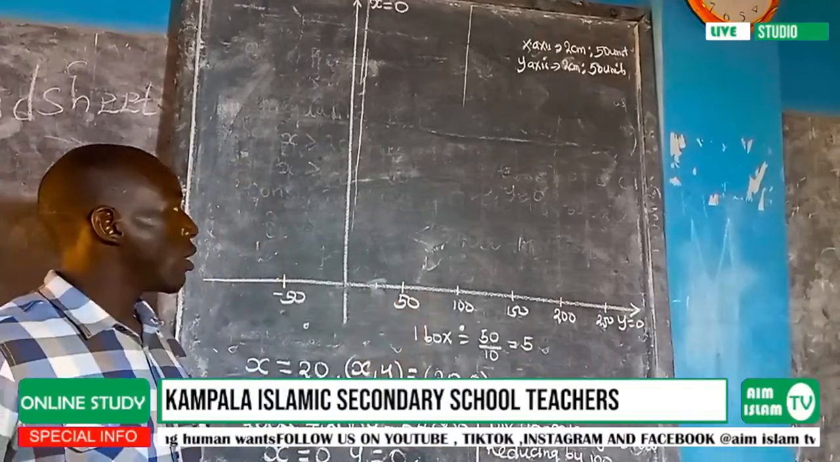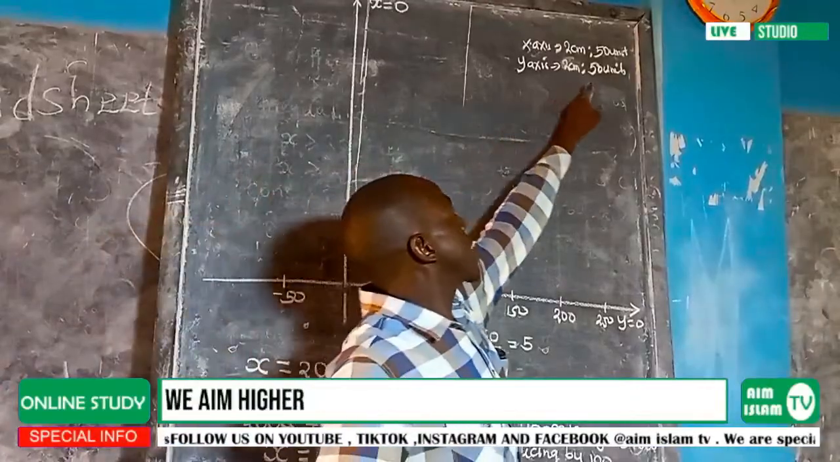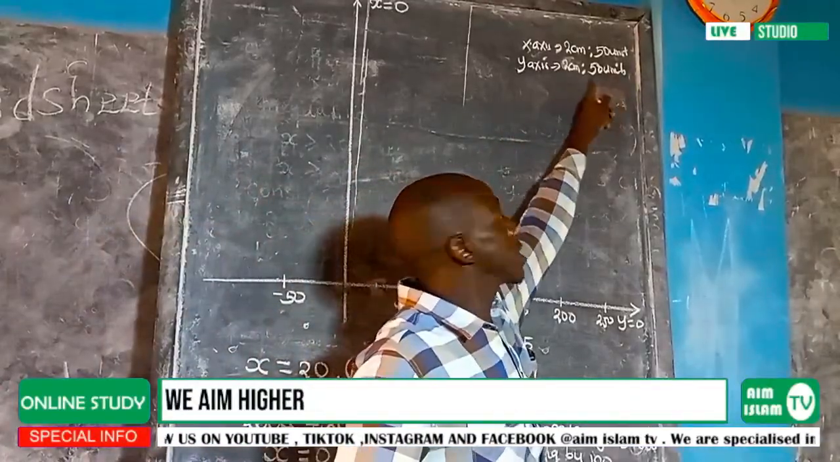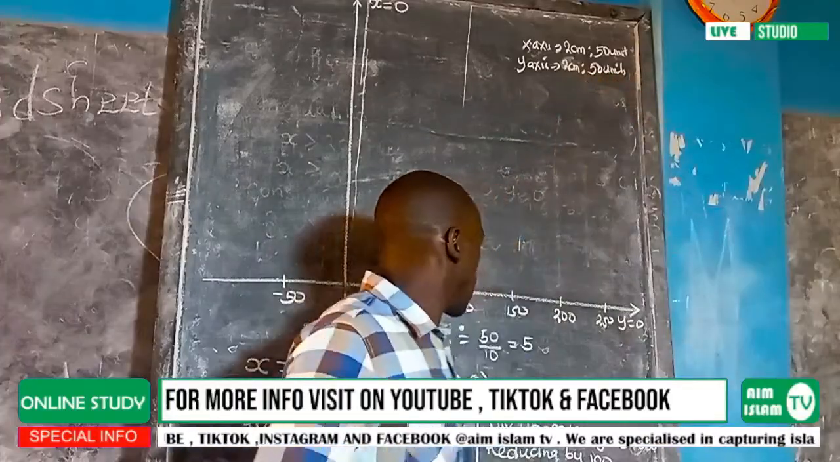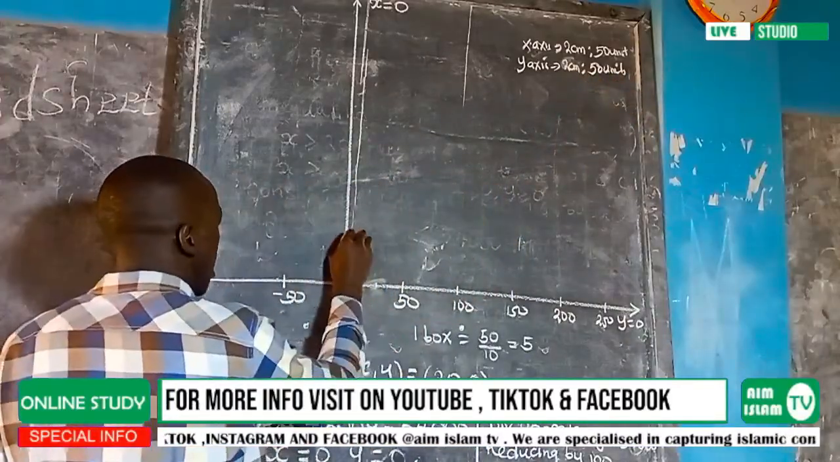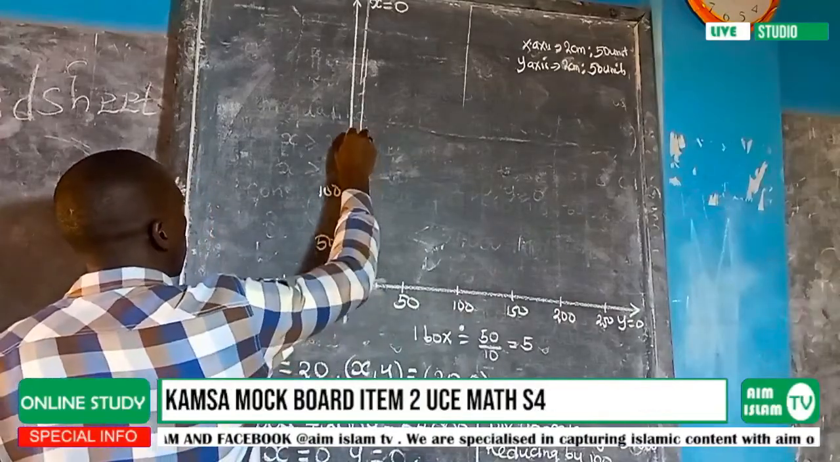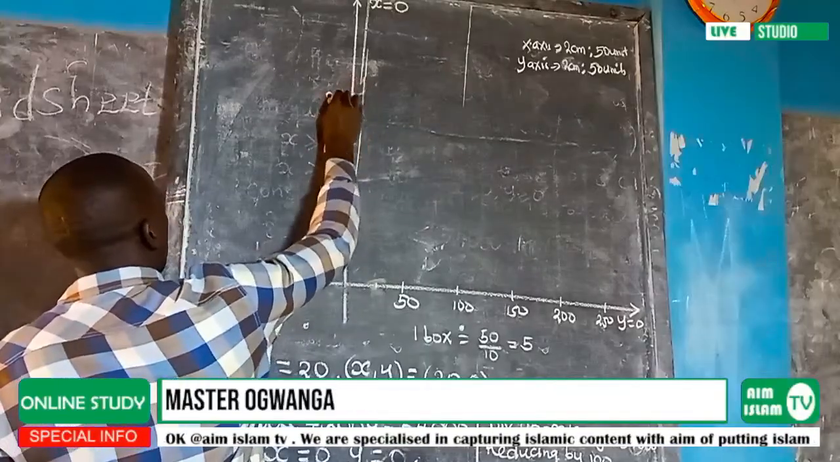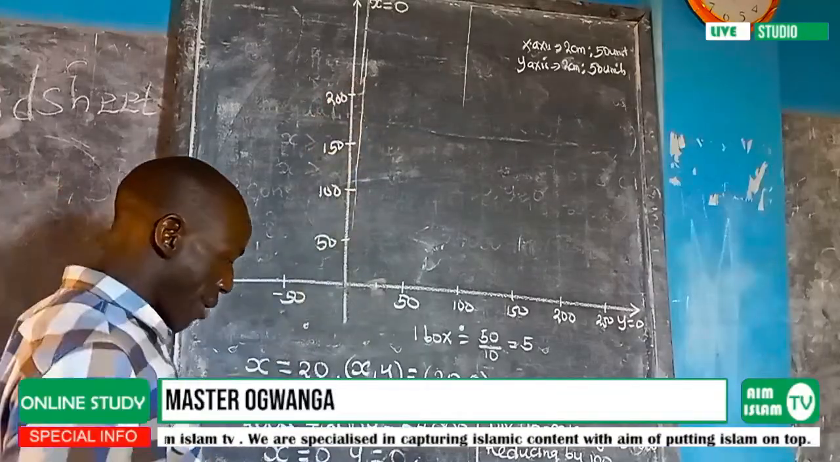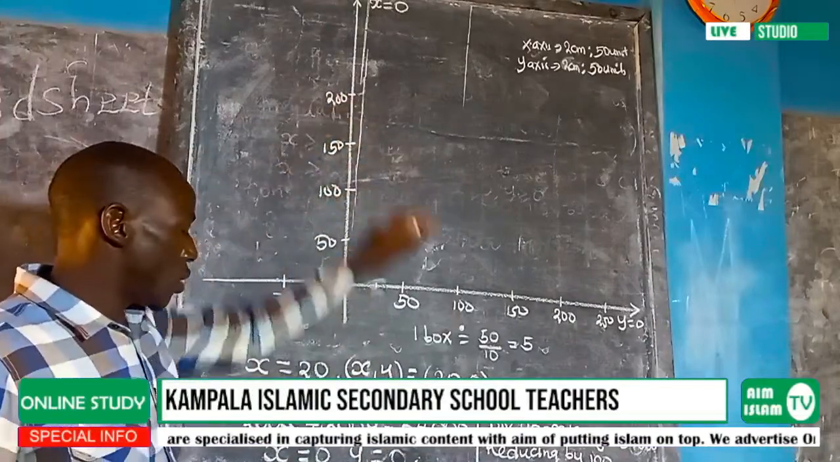What about on Y? On Y, since we have said that 2 centimeters is for 50 units, this one will also remain the same. Each small box will still make 5 units. So we'll have the 50, the 100, the 150, the 200, since our bigger value on that axis is 200.